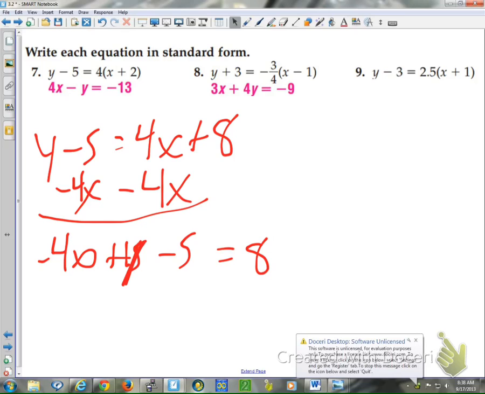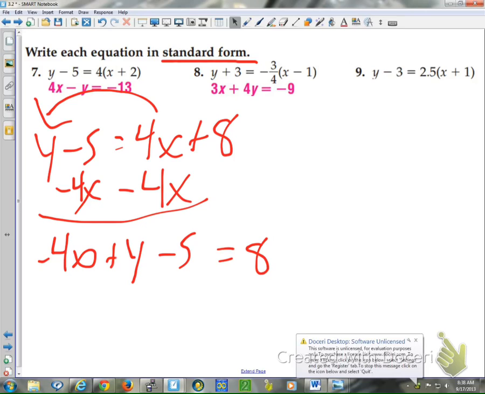What do I have to do now? What you do, you add the 5. Yes, all I did was subtract the 4x to the other side. This came over here by subtraction. Why don't you just add the 5? You could have, but you have to remember, the whole point of this is to get them in standard form. We're not solving for y.